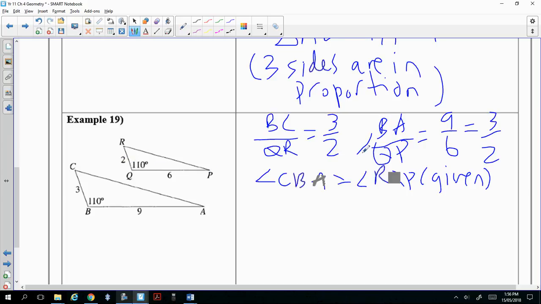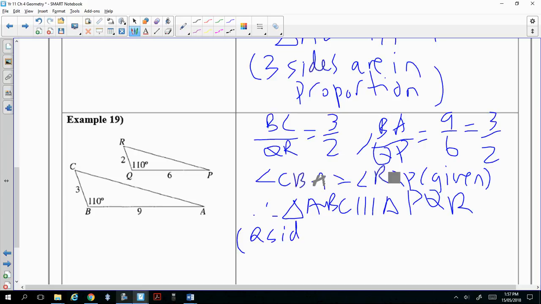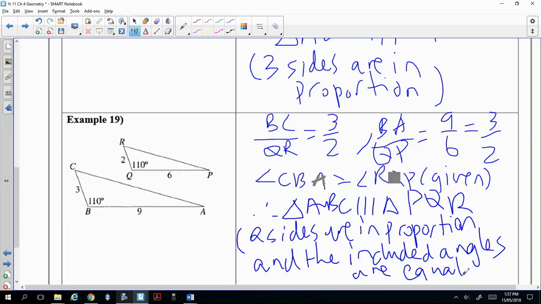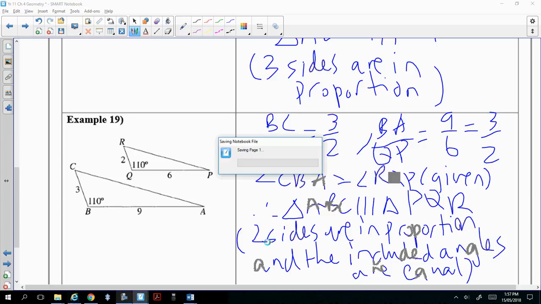So you say, therefore, triangle ABC is similar to triangle PQR. And the reason you give is 2 sides are in proportion, and the included angle are equal. Okay, like that. So it's either all 3 sides in proportion or 2 sides in proportion with an included angle equal.